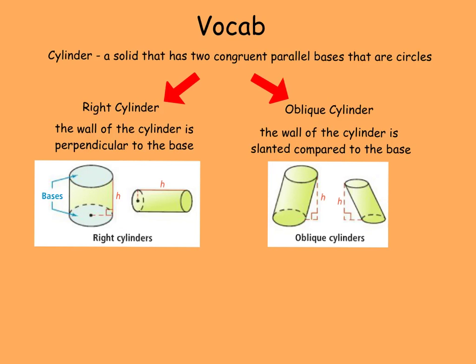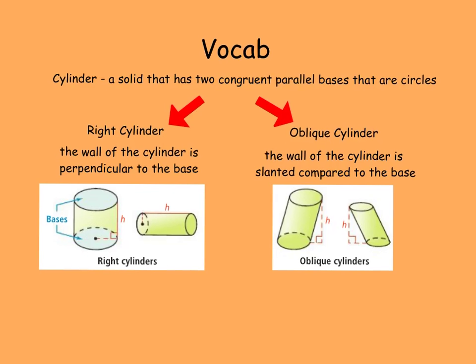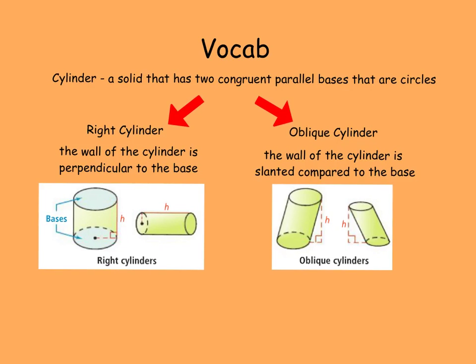We've got 2 new vocab words for you. Cylinder is a solid that has 2 congruent parallel bases that are circles. A right cylinder is when it's a perfectly straight up and down 90 degree cylinder. But an oblique cylinder is when it's slanty, just like when we talked about right and oblique prisms. It's the same idea. Either the wall of this cylinder is perpendicular to the base, or the wall of the cylinder is slanted compared to the base.